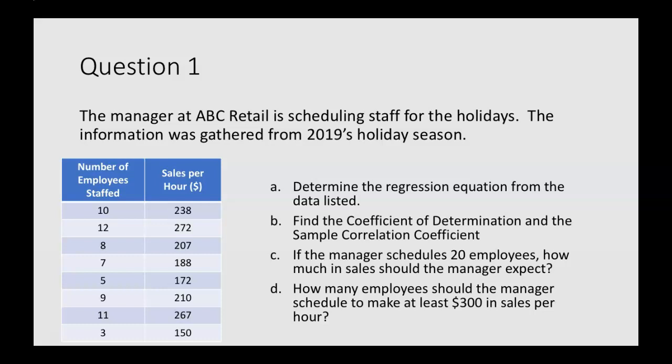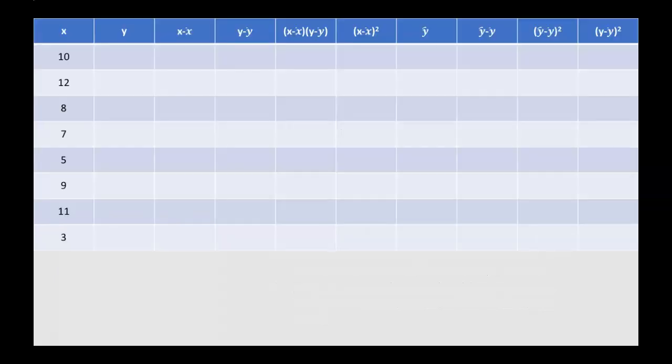So what we're going to do is say that the number of employees staffed, that's our x. The sales per hour, that's our y. So we'll plug in all of our x's and all of our y's. So we plug those into this regression worksheet. Now you can see that the next few columns are for x minus x bar and y minus y bar. So we need to figure out what is x bar and what is y bar.